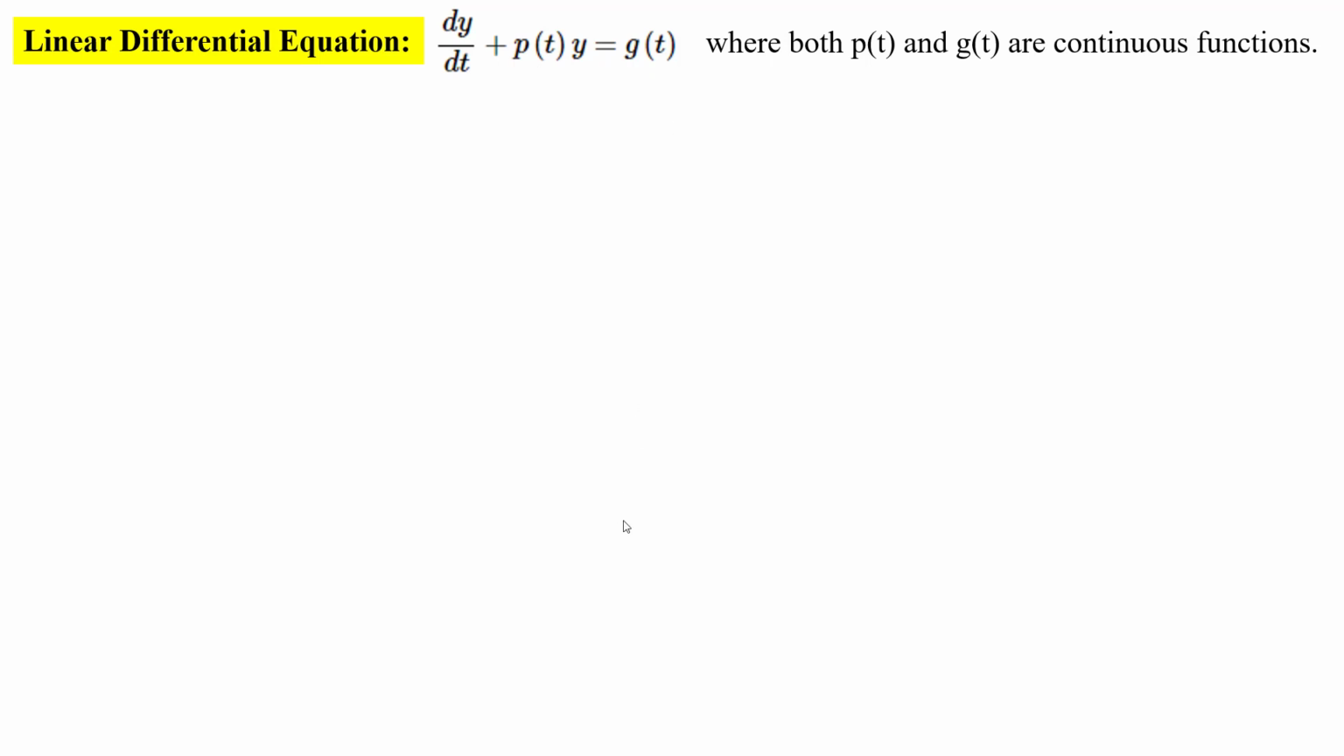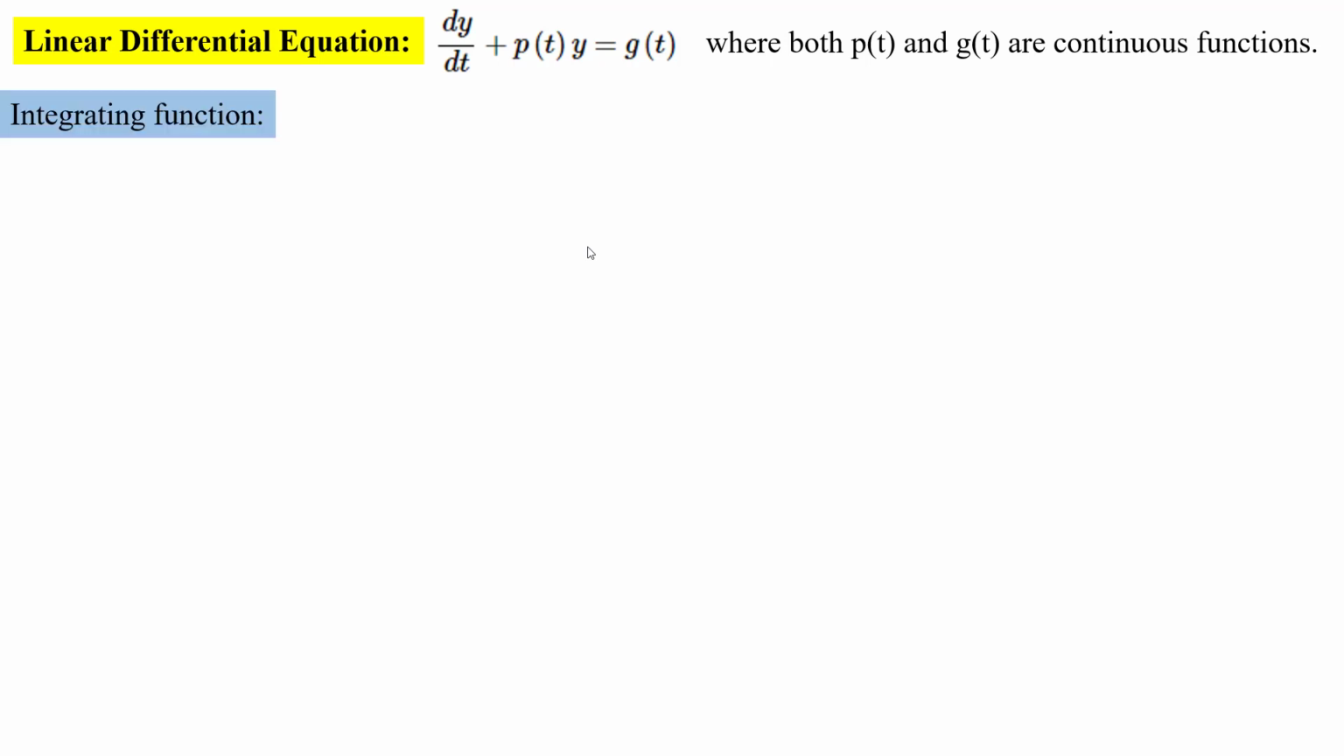How the heck do you solve these? They're not separable, because p of t and g of t are not the same. If they were the same, this would be separable: you could subtract it from each side, factor out, and then divide by y. But these are not separable. So this is the logic behind the solution.